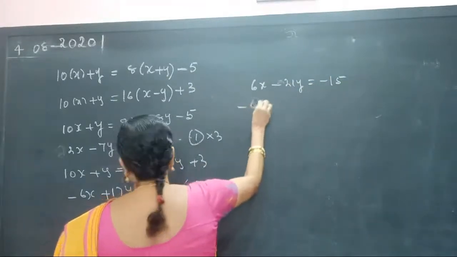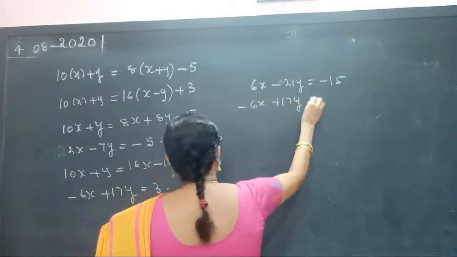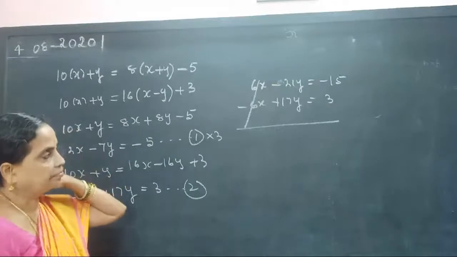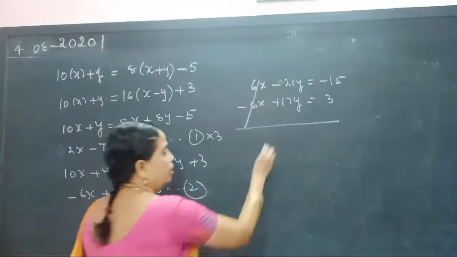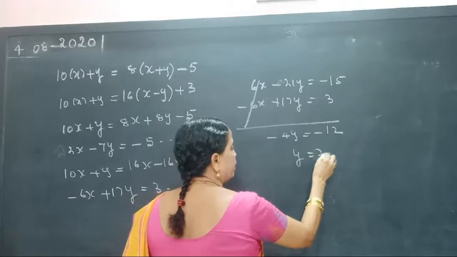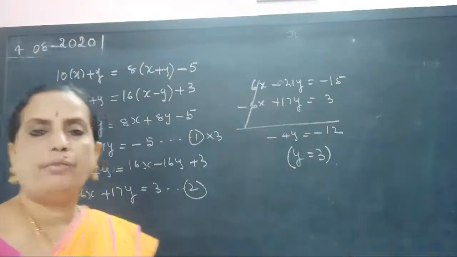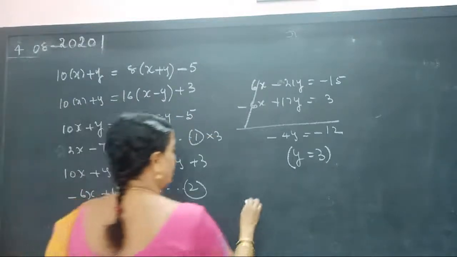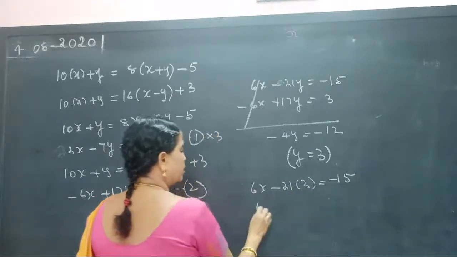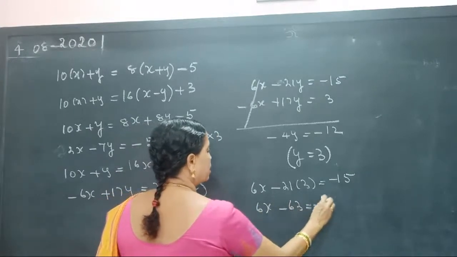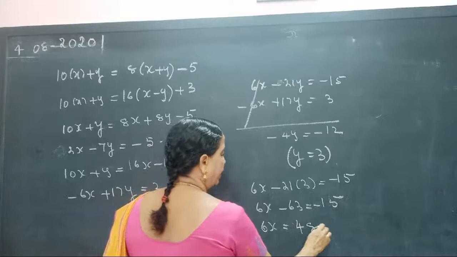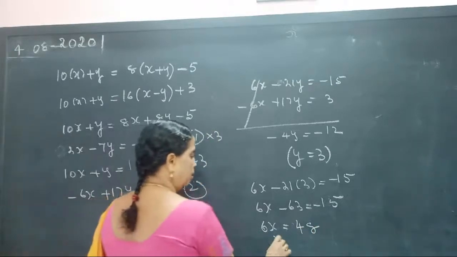Second equation, minus 6x plus 17y equals 3. Adding this will get cancelled. Minus 21 plus 17. What you will get? Minus 4y equals minus 12. Y equals 3. Now substituting y is equal to 3 in any one of the equation. 6x minus 21 into 3 equals minus 15. 6x minus 63 equals minus 15. 6x equal, what you get? 48. Correct? X equals 8.